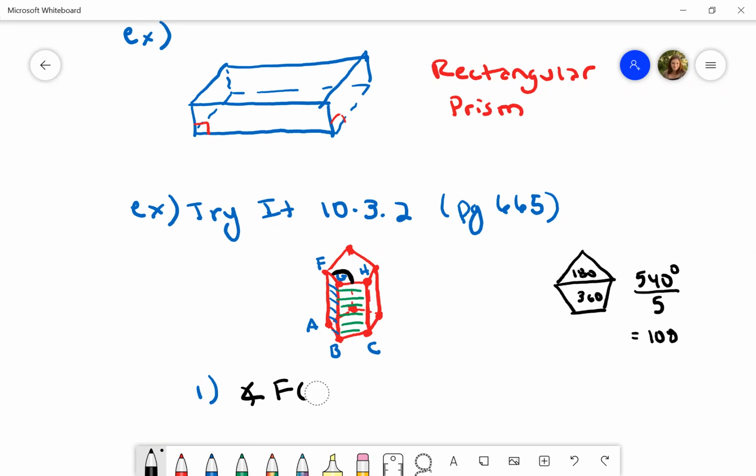I don't know why I'm doing this in black. That's so weird. Oh, well, because I wrote it in black on the picture. FGH, here, I'm going to write it in green, is 108. Okay, number 2.